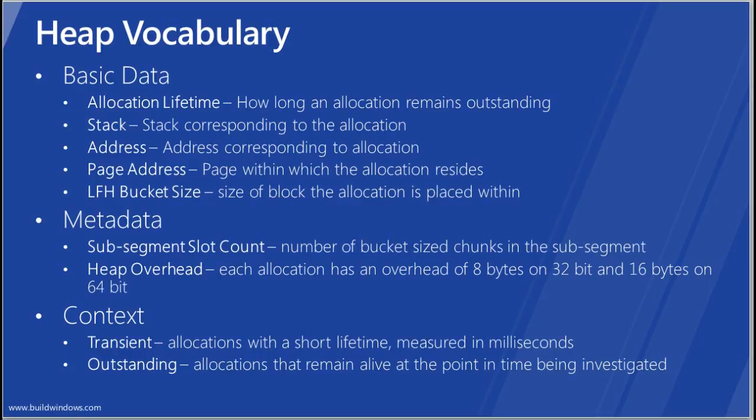There's also a bunch of metadata that's present in the summary tables inside WPA. For example, the number of slots that are available within a subsegment. We also need to talk about things like heap overhead. So on 32-bit processes, for every heap allocation you make, there's 8 bytes of overhead that is used by the heap manager to keep track of the allocations. On 64-bit processes, each allocation has 16 bytes of overhead. So if you have a large number of allocations, the overhead adds up.